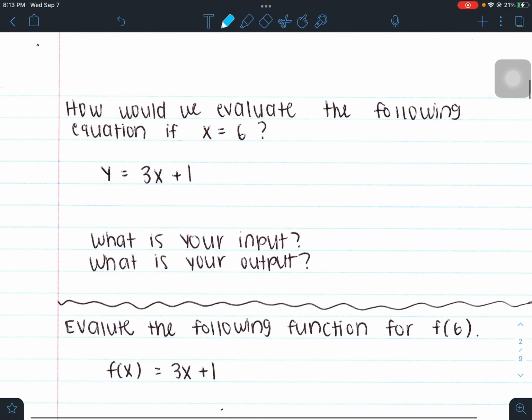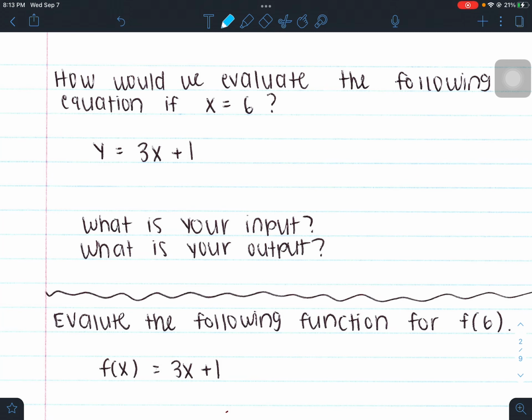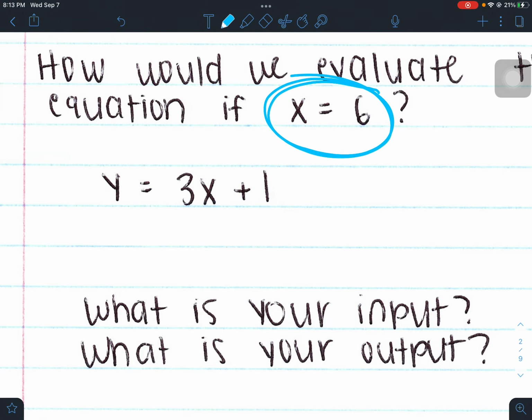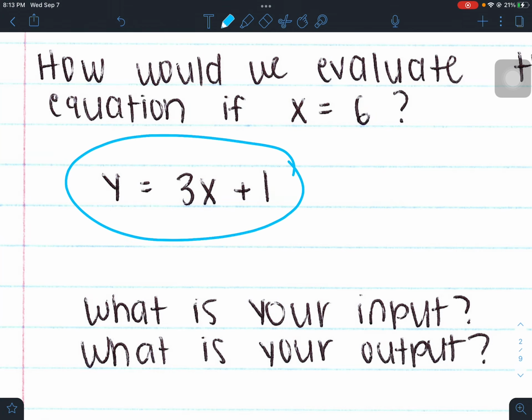All right, moving on to the next page of the notes. How would we evaluate the following equation if X equals 6? We already talked about evaluating on the front page when I gave you an example of what evaluating is like. So again, here we are given some bit of information. We're given X equals 6, and then we're given a function down here, Y equals 3X plus 1.